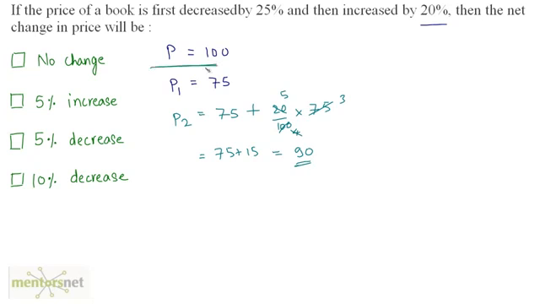So we took the base price as 100, and after decreasing and increasing the price, we get the final price P2 as 90. So what is the difference? Well, there is a decrease in the price, and that decrease is a 10% decrease. From 100, the price has gone down to 90. So there is a 10% decrease, and that's our answer.